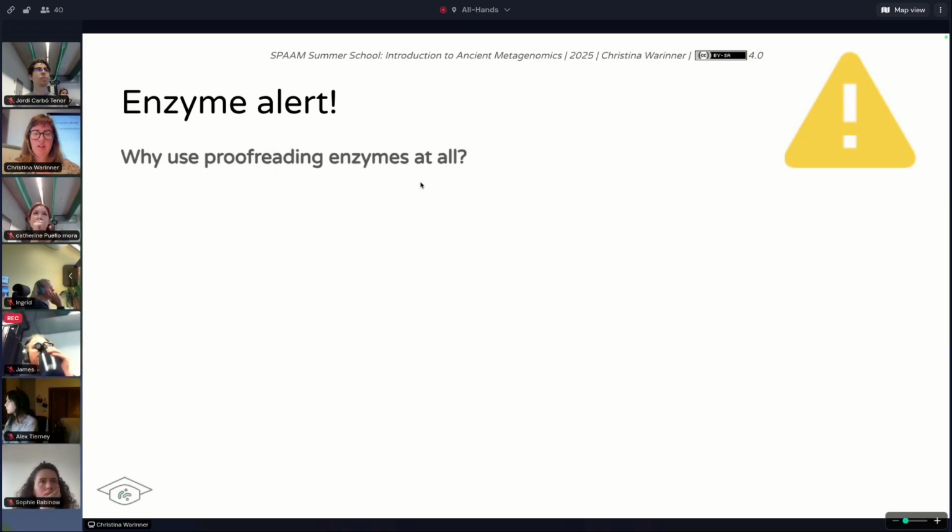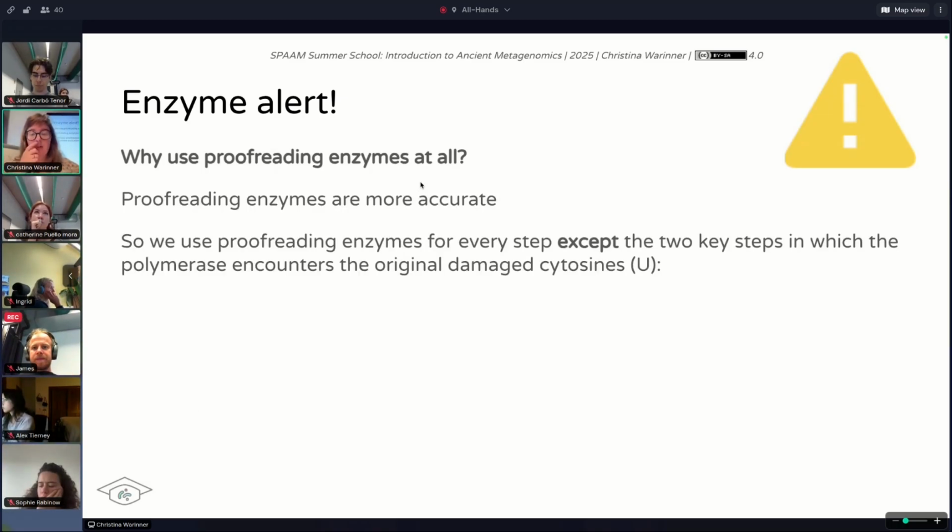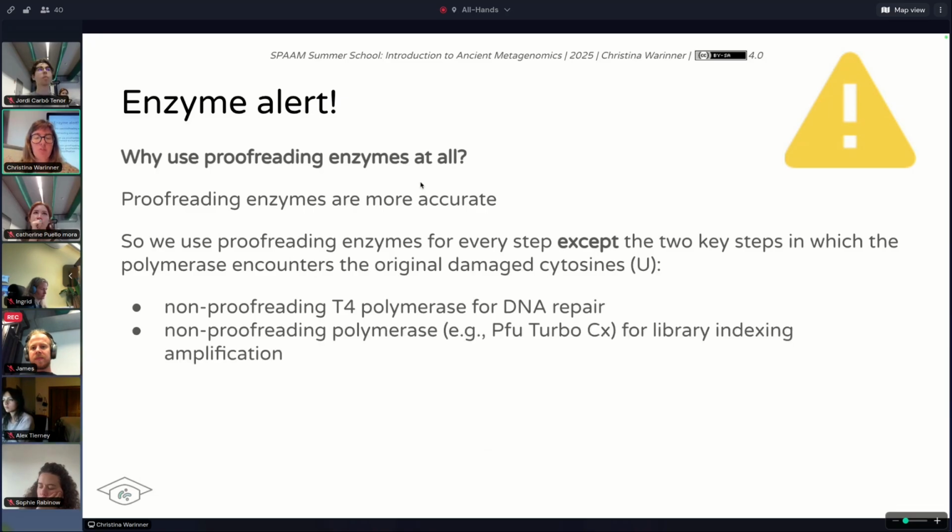All right. So why use proofreading enzymes at all? Because they're more accurate. And so we use proofreading enzymes for every step except those two key steps in which the polymerase encounters the original damaged cytosines. So we use the non-proofreading T4 polymerase for DNA repair. We use a non-proofreading polymerase, something like PfuTurbo Cx, for library indexing and amplification.